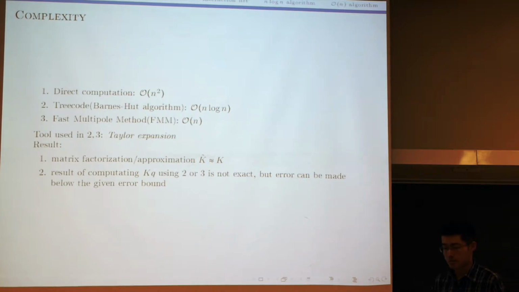We know that when we compute matrix vector product, the direct computation costs quadratic. And using tree code, we are able to improve the speed to n log n. And using FMM, we have a linear complexity algorithm. The tool used in 2 and 3 is Taylor expansion.